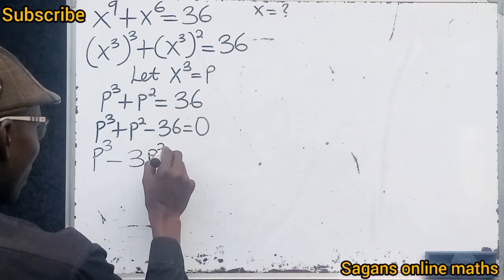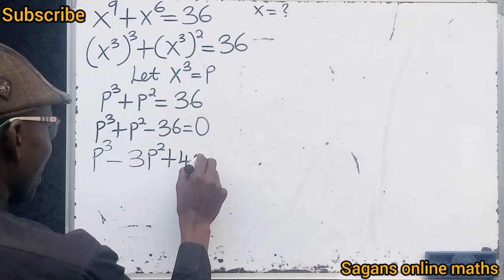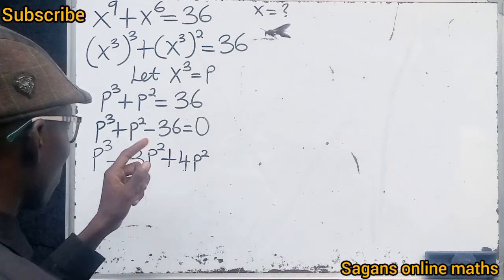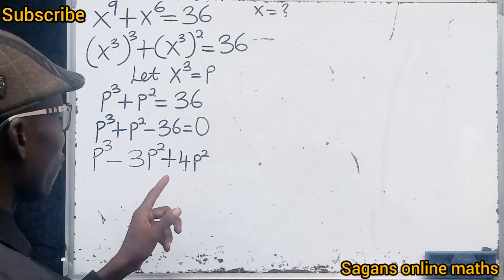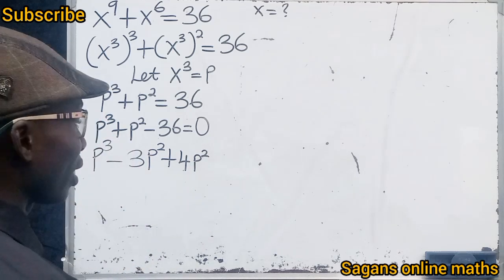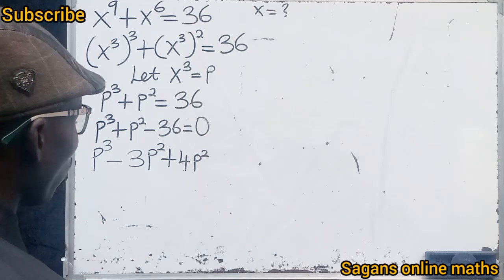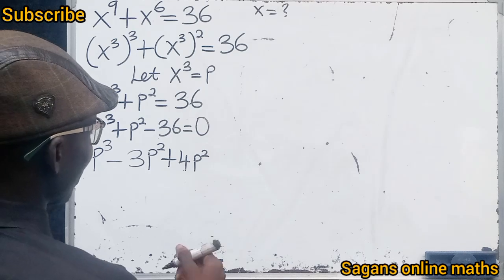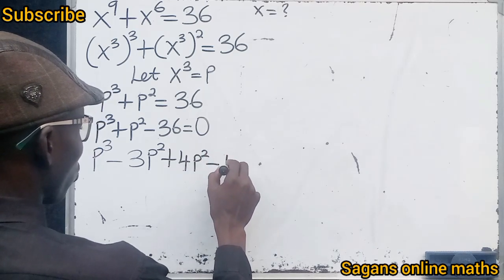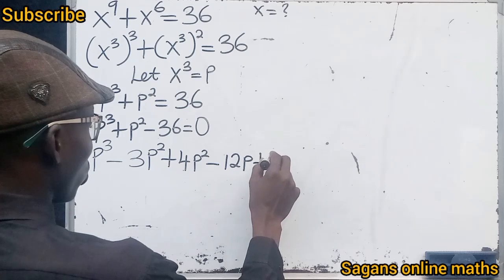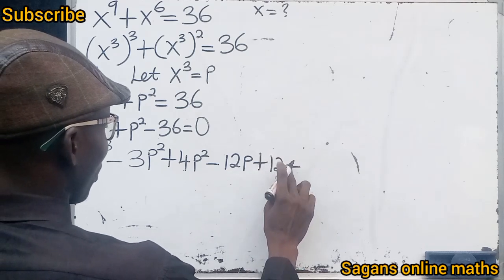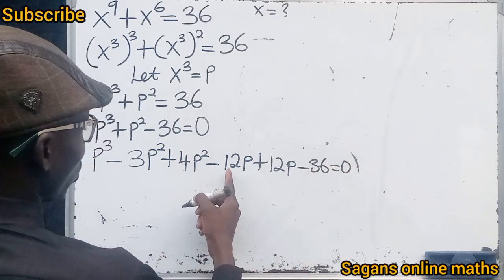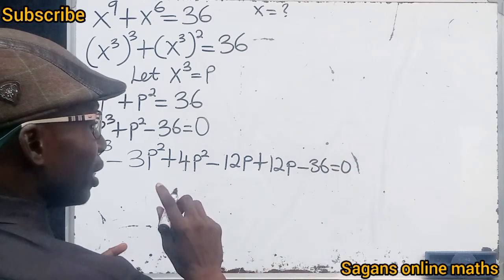Do you know that minus 3p squared plus 4p squared is still p squared? There's nothing changed, my brothers and sisters. Minus 3p squared plus 4p squared will give us p squared, because 4p squared minus 3p squared is still p squared. And in another way, I'm also not wrong. Remember what I told you, that I'm looking for a way that I can factorize this. I'm not wrong if I decide to write this as minus 12p, plus 12p, minus 36 equals 0. Minus 12p plus 12p is just 0.